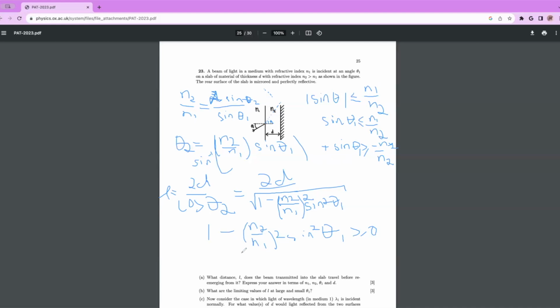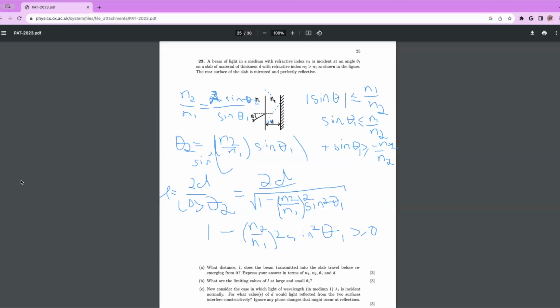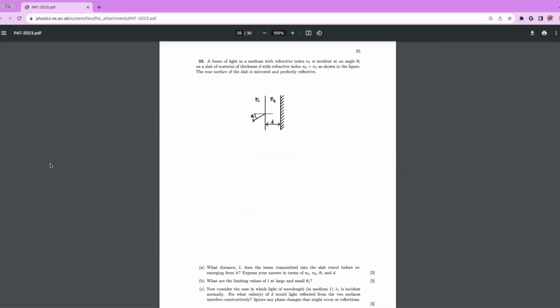Sure. Okay. And now consider the case in which light of wavelength, oh, I need to scroll down to be able to see the problem. I can actually probably clear this considering we've established some stuff. Now consider the case in which light of wavelength in medium 1, lambda 1, is incident normally. For what values of D would light reflected from the two surfaces interfere constructively? Interfere constructively?